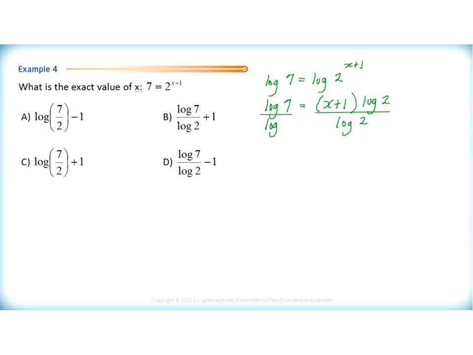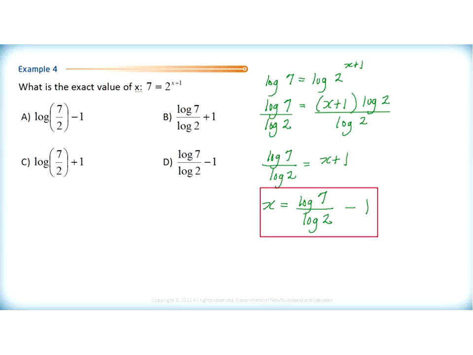When we divide both sides by the log of 2, we are left with the log of 7 divided by the log of 2 is equal to x plus 1. And in order to solve for x, we subtract 1 from both sides of the equation. So we are left with the log of 7 divided by the log of 2 minus 1. That is our exact value for x, and this corresponds with D, again, as the multiple choice answer.